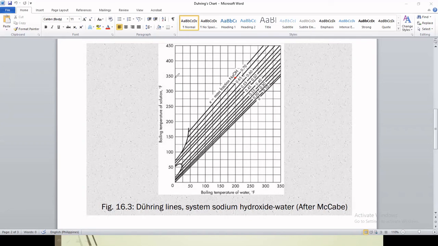Projecting it up from 200 and 70, your solution is expected to boil at this particular temperature already. More or less, this is 340. So a very big leap, from 200 to 340. So your BPR is 340 minus 200. Imagine this 140 degrees increase in boiling point. That would be the same amount of temperature that will be subtracted from your delta T, which is directly proportional to the amount of heat that is being transferred. So this is how your NaOH Duhring lines chart would look like in McCabe.